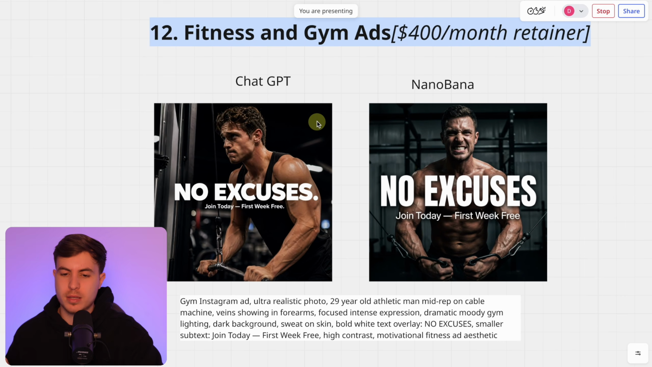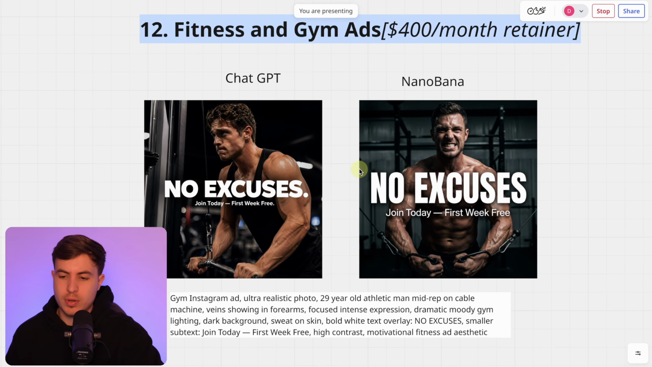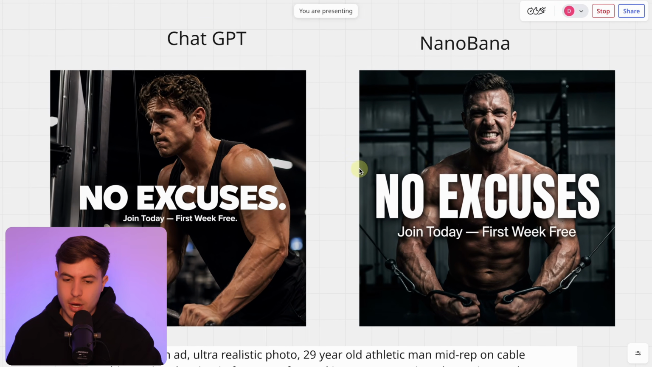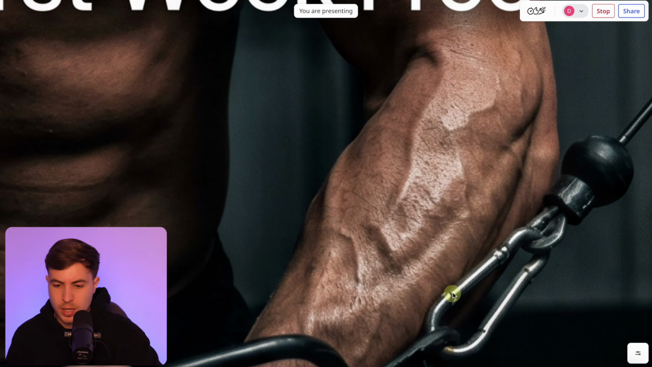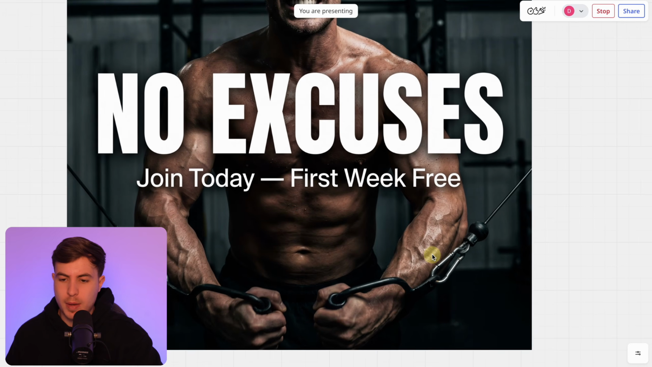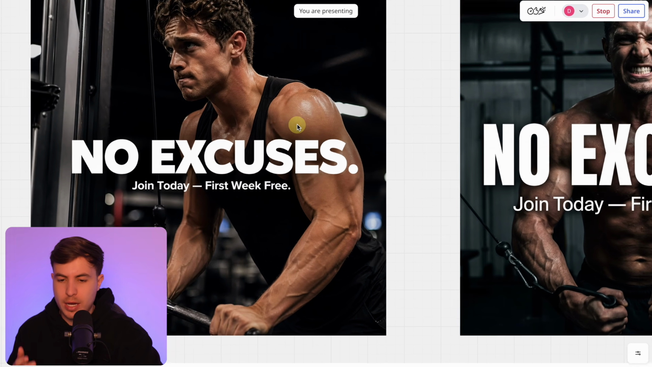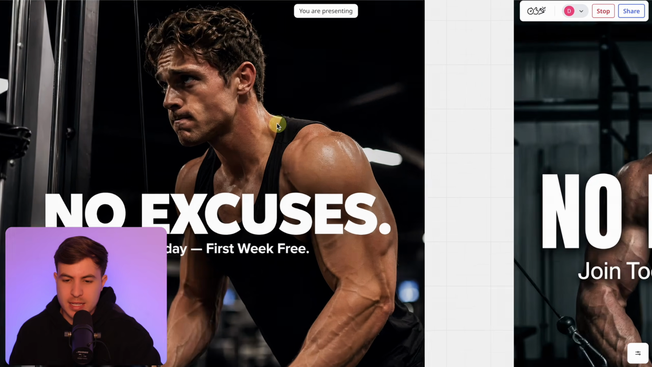The next example is fitness and gym ads. Look at how realistic this is. So we have Nano Banana on the right, ChatGPT on the left. We zoom in on the forearms. It looks pretty legit. It's got the veins popping. Dude looks jacked. Then we come over here and something about it takes things to the next level.